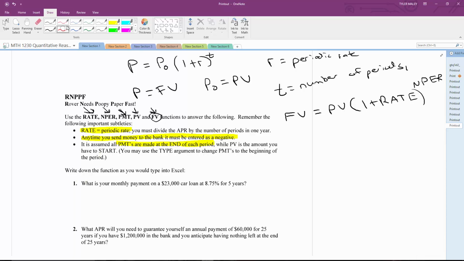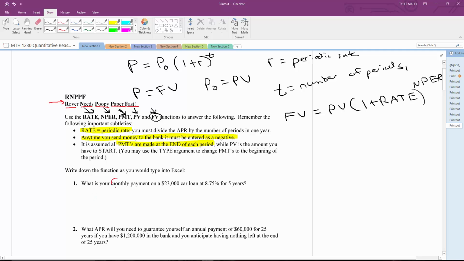Another thing to note is when we type things into Excel, this order always remains true. So this is an acronym to help us remember the order: Rover needs poopy paper fast. So it seems really silly, which it is, but that's an acronym that the author is suggesting to use to remember the order of the inputs for Excel.